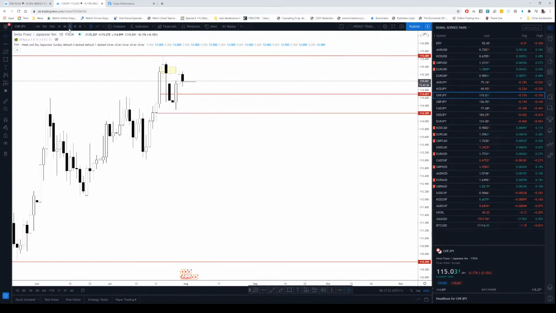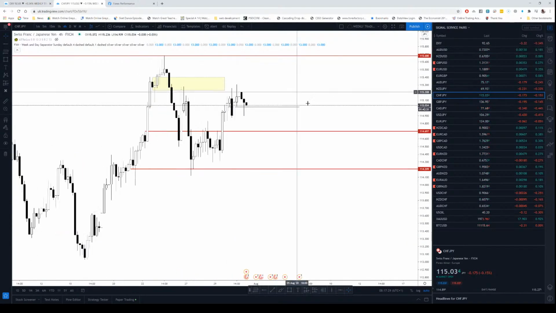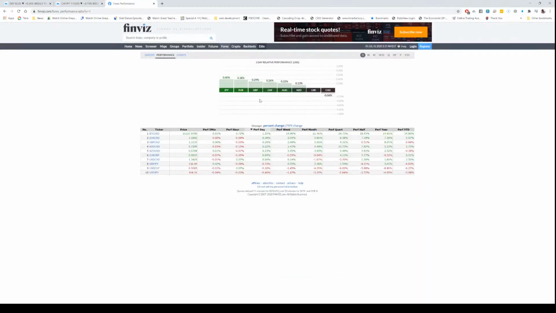Swiss yen, yesterday I did mention I like this level, and they went through it. So again, if you go on here, Swiss and yen are strong, so you do not want to be trading that pair right now.